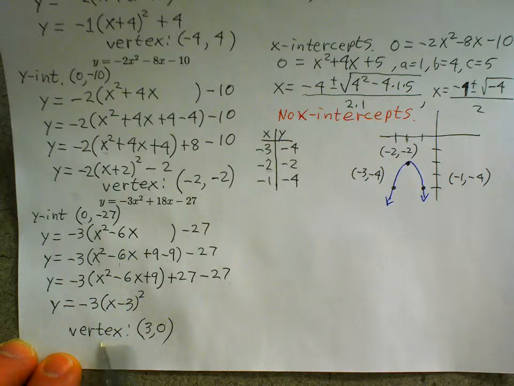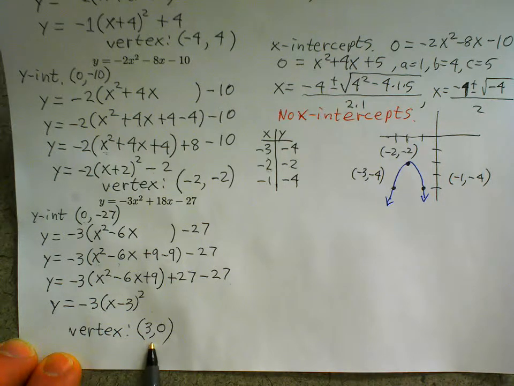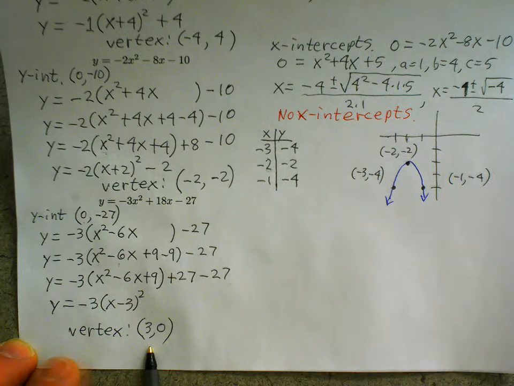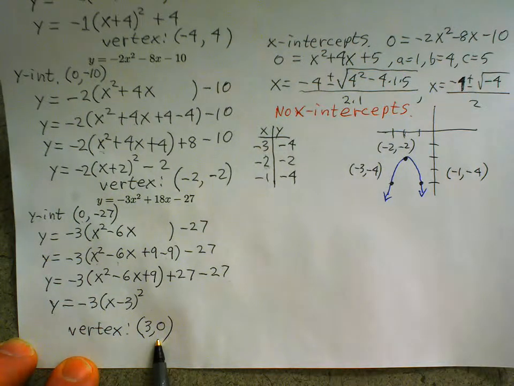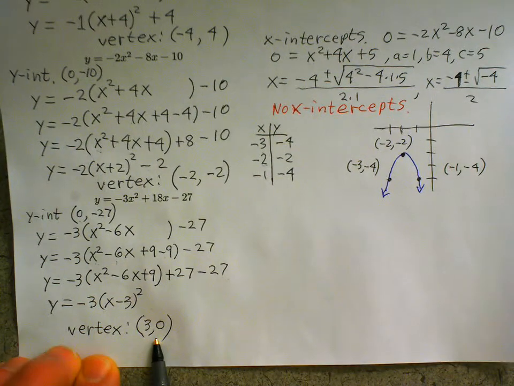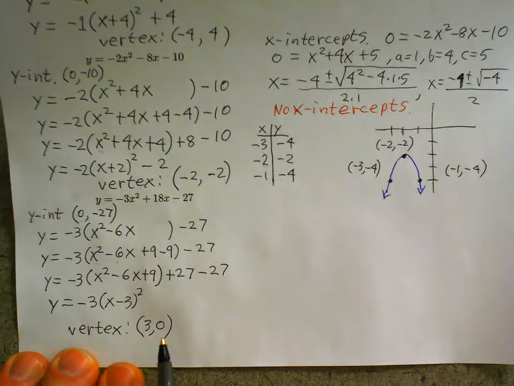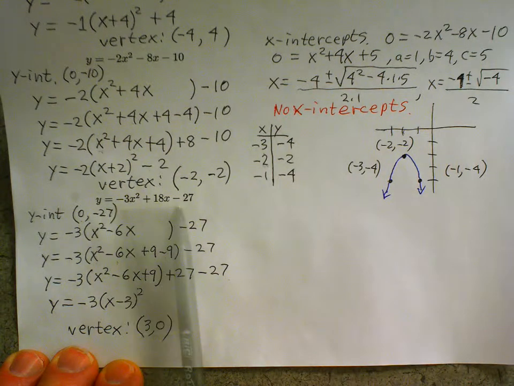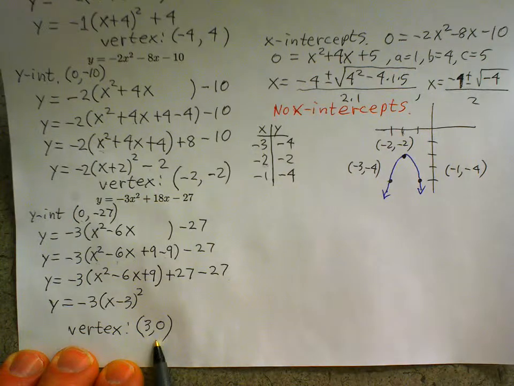Okay, the vertex is 3, 0. So what does that tell us? Yeah, it's also the only x-intercept. So we don't have to search for the x-intercept since the vertex is the x-intercept.